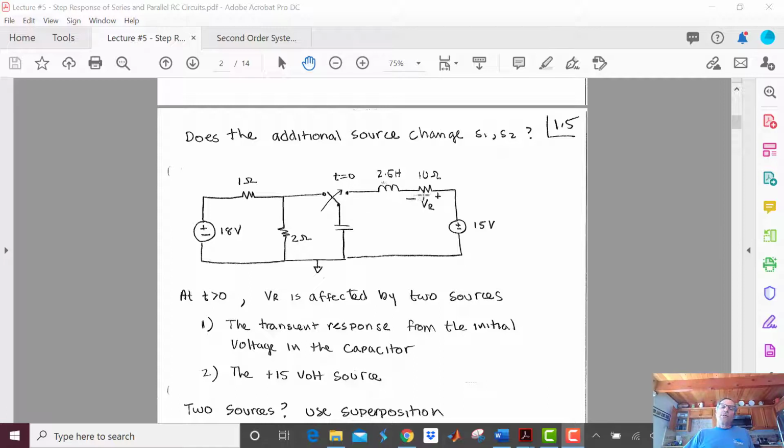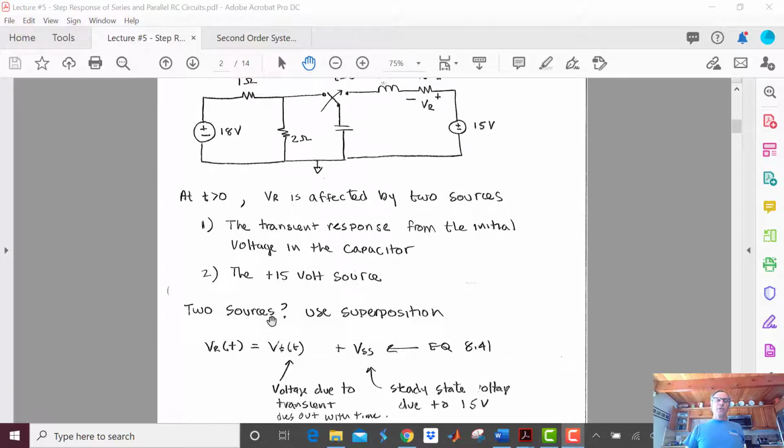So one source for my voltage across the resistor is going to be the transient response from this initial voltage in the capacitor. And the second source of any voltage across that resistor will be this 15-volt supply. So we have 2 sources that are going to affect this voltage, or any voltage, or any current in the circuit. So if we have 2 sources, we'll use superposition.